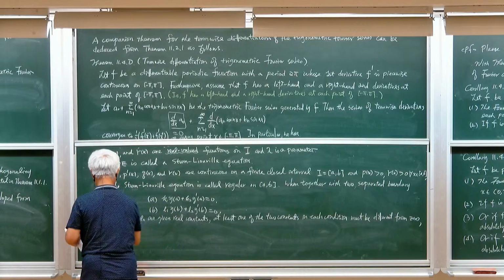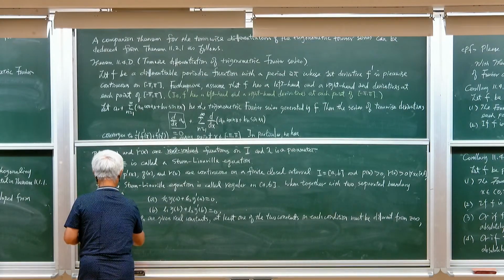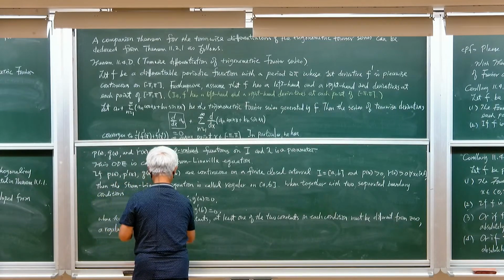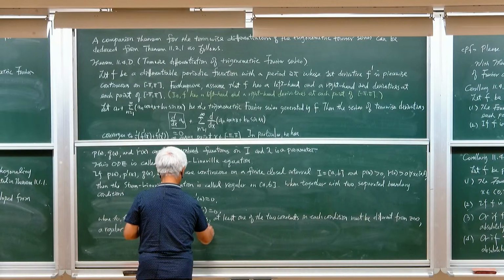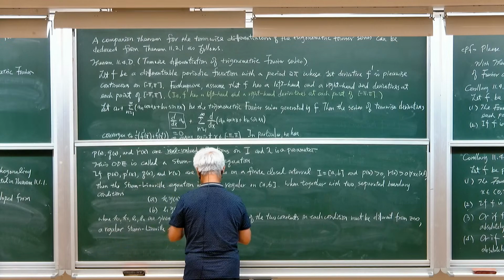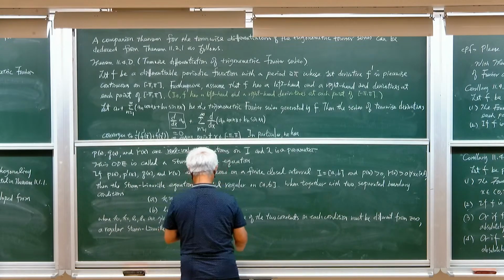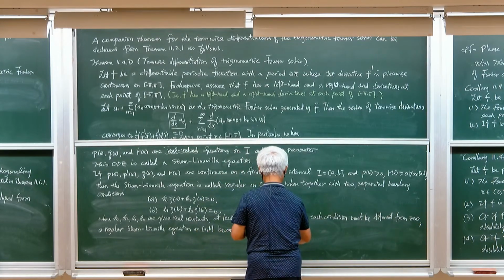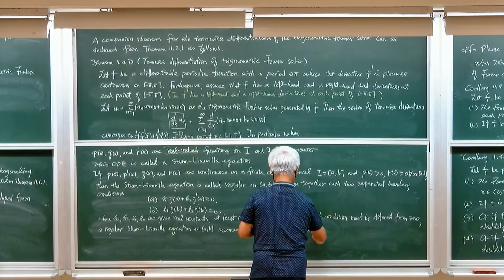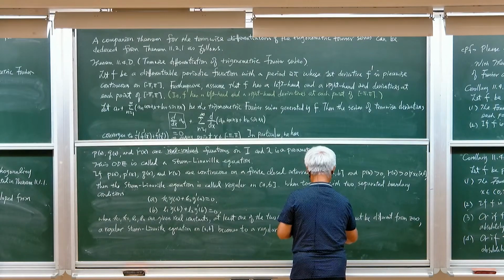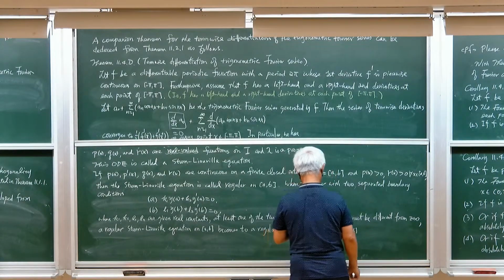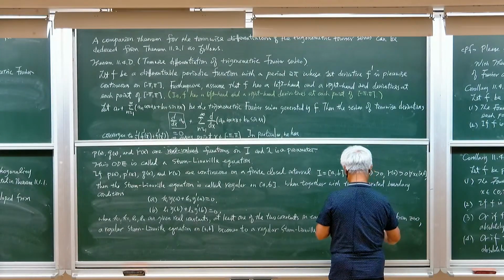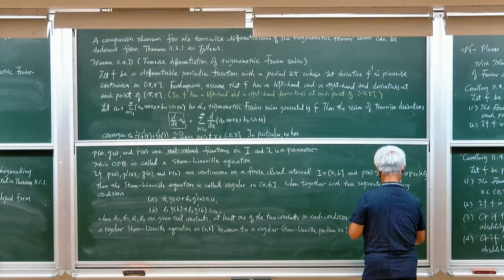Okay. So now, together with these two separated boundary conditions, a regular Sturm-Liouville equation on AB becomes a regular Sturm-Liouville problem on AB, which is an example of a boundary value problem.